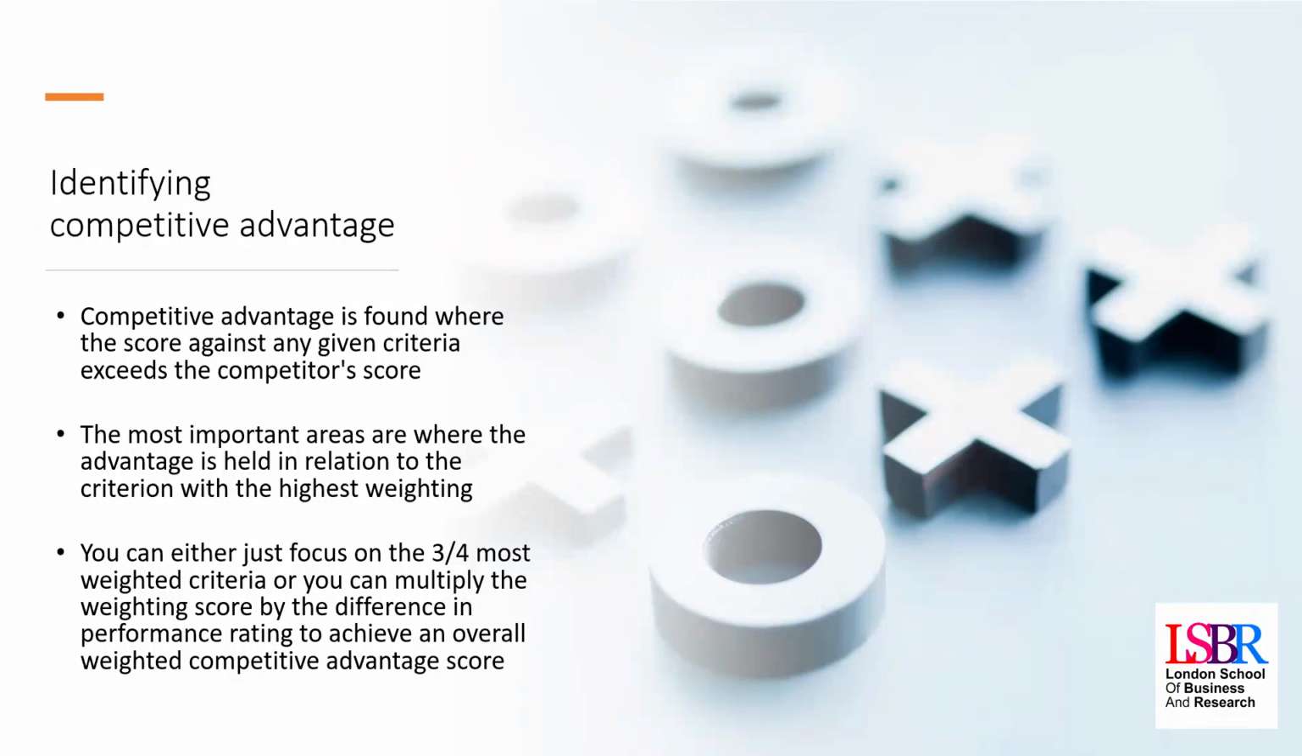You can then either just focus on 3 or 4 of the most weighted criteria, or you can multiply the weighting score by the difference in performance ratings to achieve an overall weighted competitive advantage. Now, that sounds a little bit complicated. Most companies will focus on just those 3 or 4 areas of weighted criteria that have been identified as being the most important, either because they have existing competitive advantage or because they're areas in which your competition are doing well and you want to be able to perform better in those areas. Okay, so that's what competitive advantage is all about.